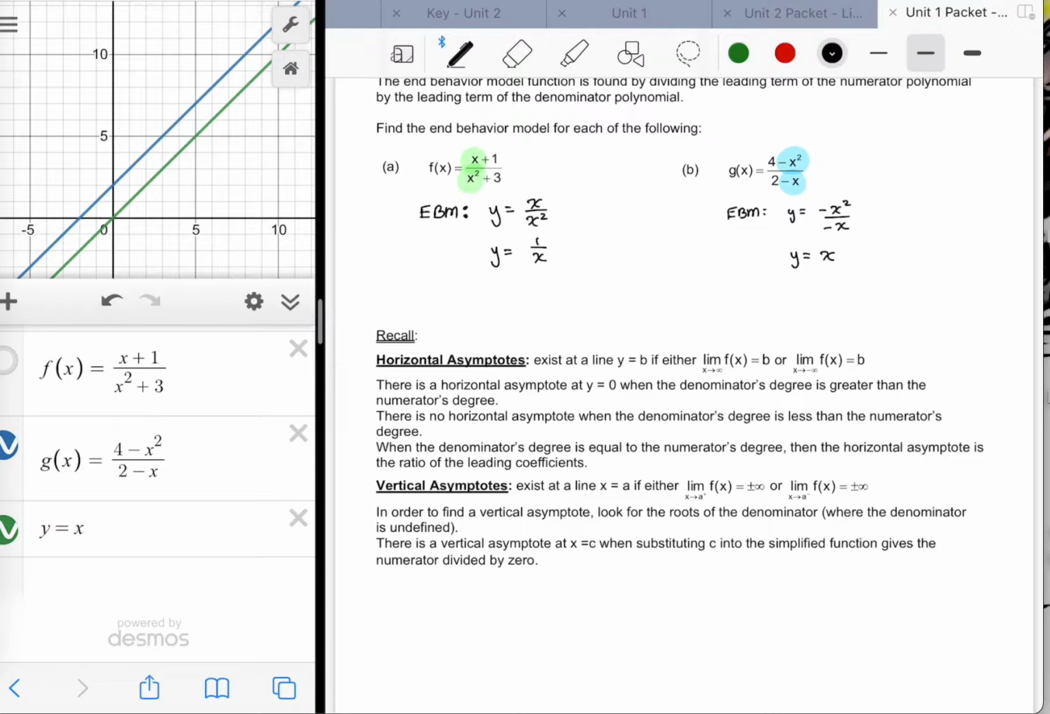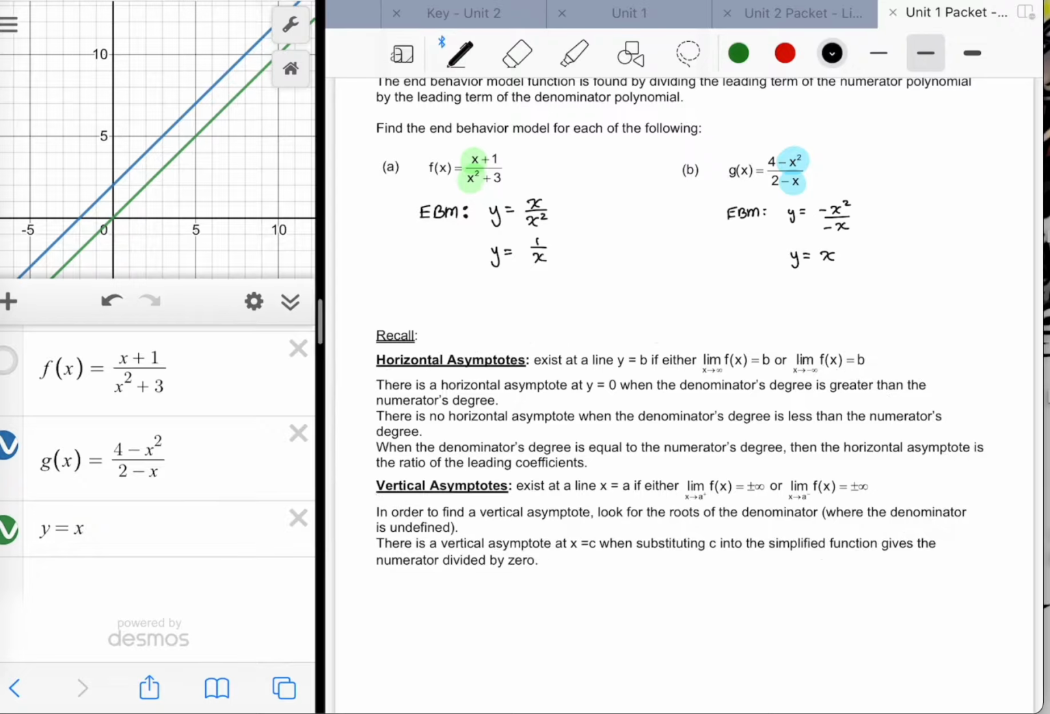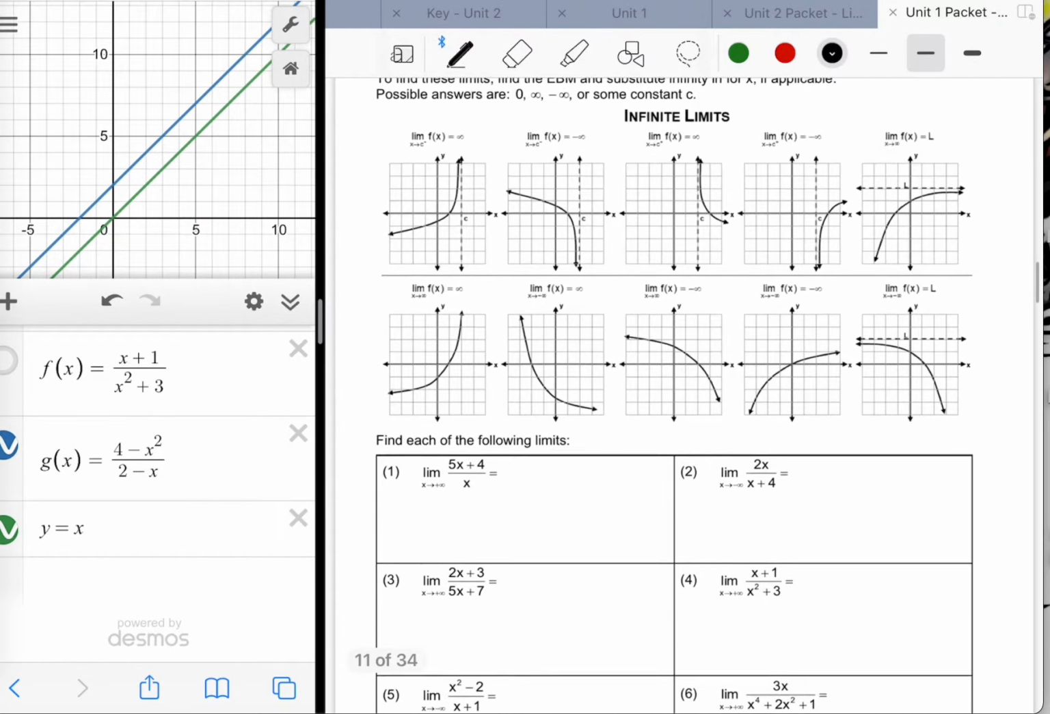However, I can tell you that now that we know end behavior model, the rules for horizontal asymptote are now obsolete. We don't need them anymore. All right, because the end behavior model will tell us if there is a horizontal asymptote. All right, so let's take a look at an example or several.